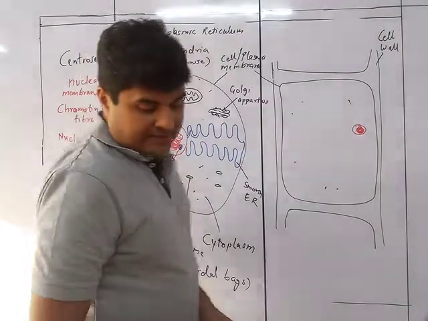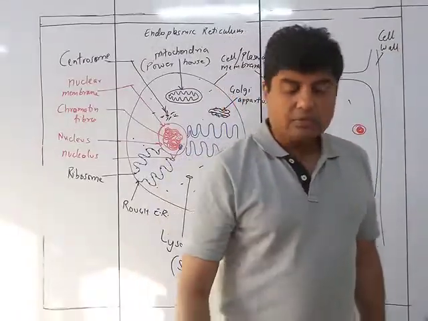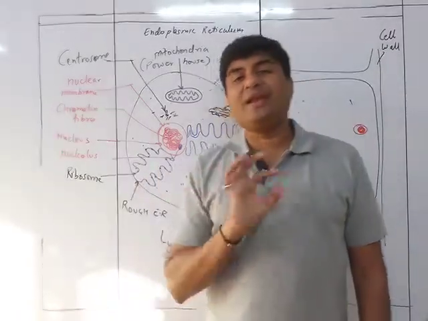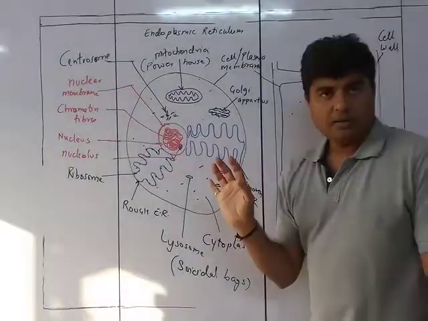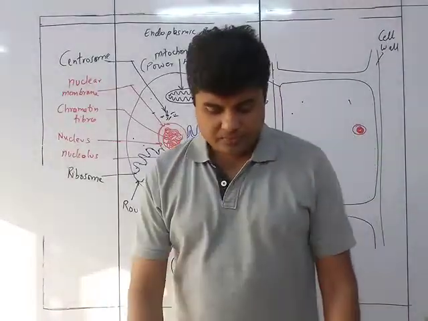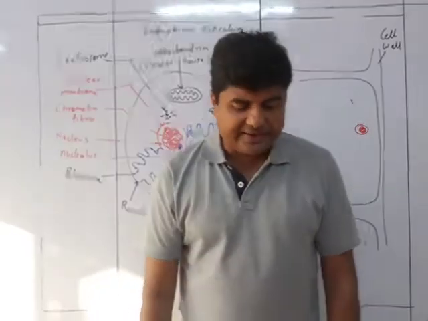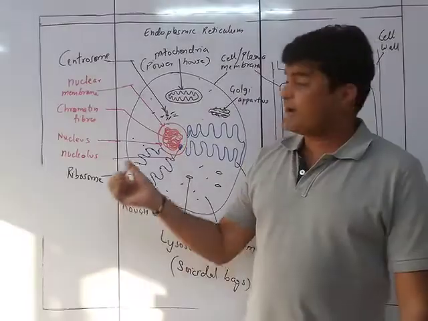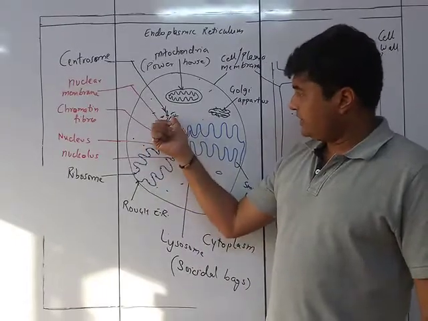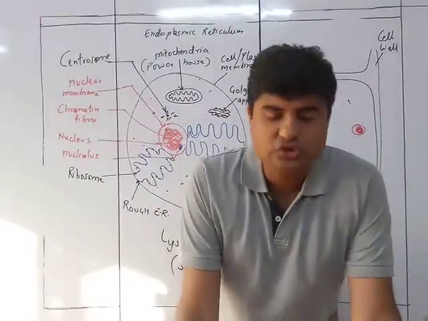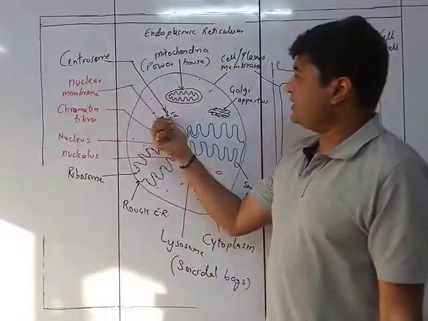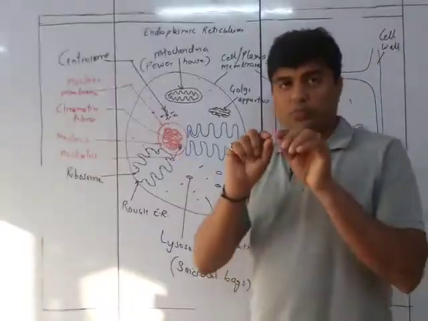Okay, centrosome. Now the centrosome is present only in the animal cell. It is not there in the plant cell. Plant cell में centrosome नहीं होता है. The main thing, the region surrounding the centrioles located near the nucleus is called the centrosome. This particular centrosome contains two or more centrioles.